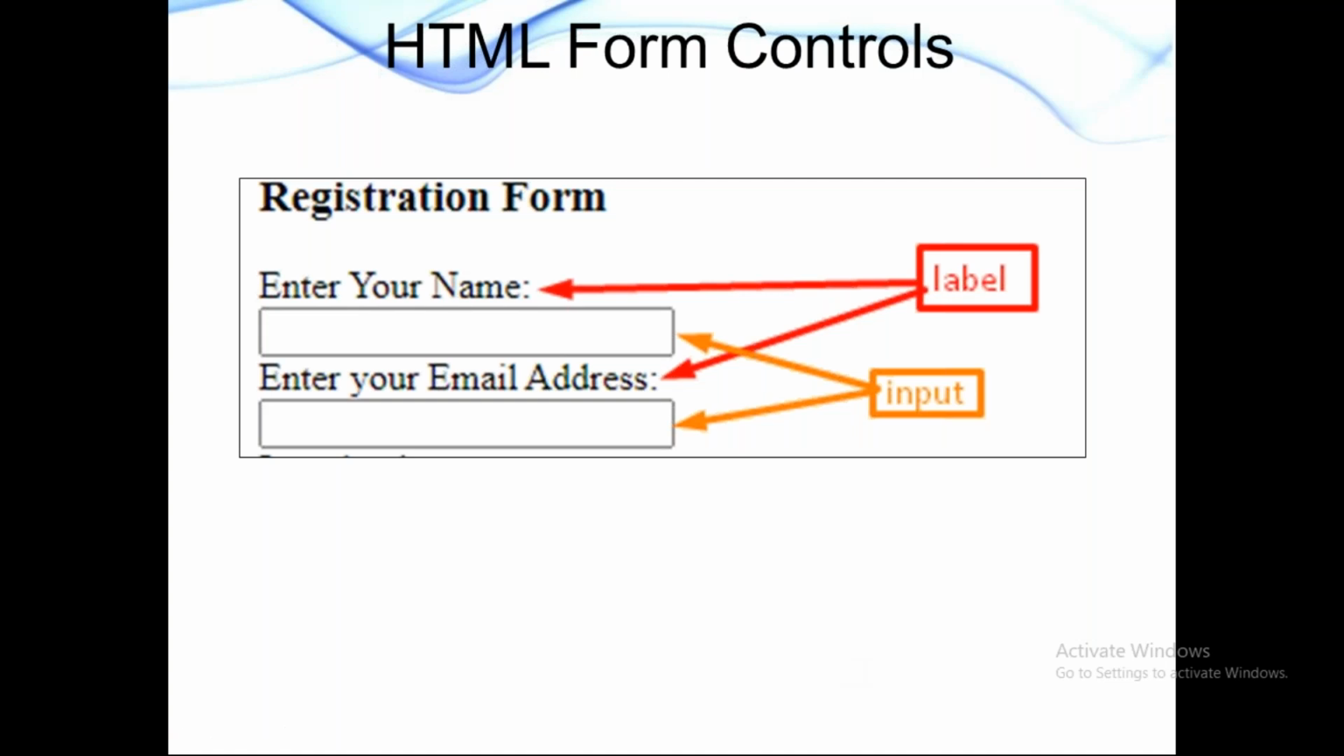For example, I can create a multi-line text box to accept the address, and I can add a color control to accept the color. So the form is a container which will hold all these elements together.